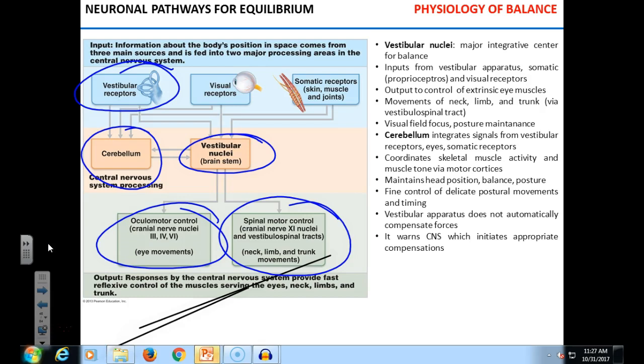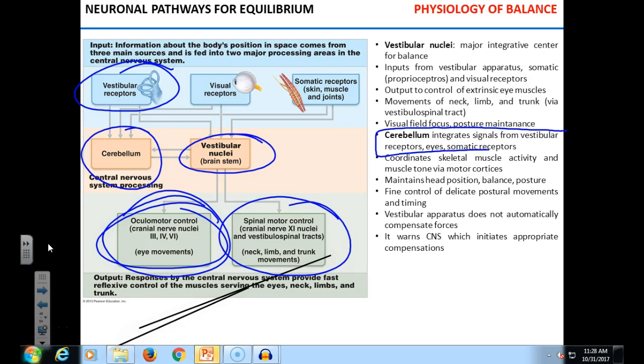Think about this. When you lose balance, you try to keep it with your arms, right? That's how you do it. So that's the spinal nerves. Does that make sense? Vestibular nystagmus, oculomotor nerve. Okay, now you have to understand that vestibular apparatus by itself doesn't control your posture.